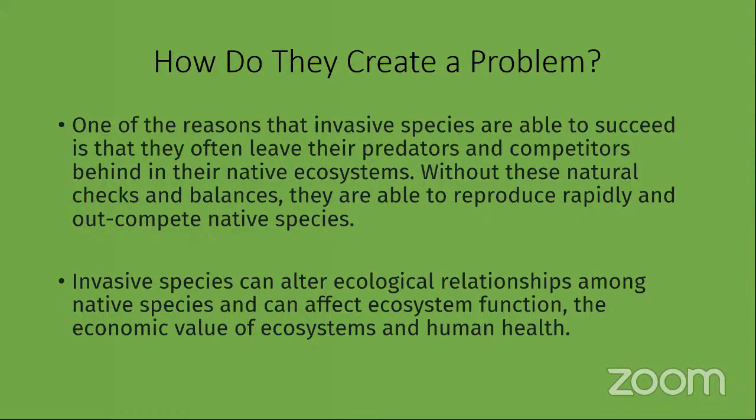Invasive species can alter ecological relationships among native species and can also affect ecosystem function, the economic value of ecosystems, and human health. Native plants, animals, and insects have natural controls or predators that keep the number of a species under control. You can think about the balance between foxes and rabbits or wolves and deer. When a natural predator is no longer there, the population of a species multiplies out of control. When wolves were no longer in Wisconsin, the deer population had to be controlled in another way. If a fox leaves your neighborhood, you are likely to have a surge of rabbits eating your landscape.